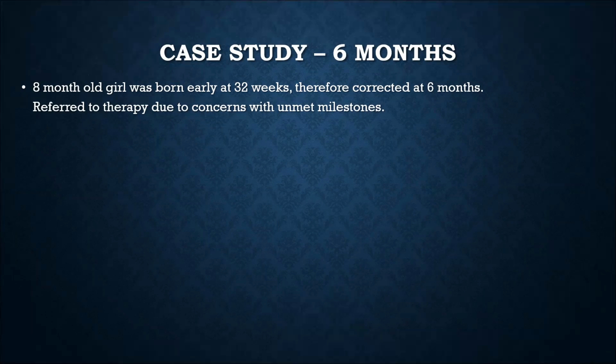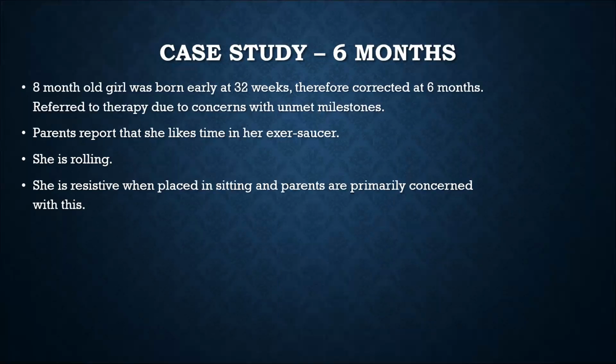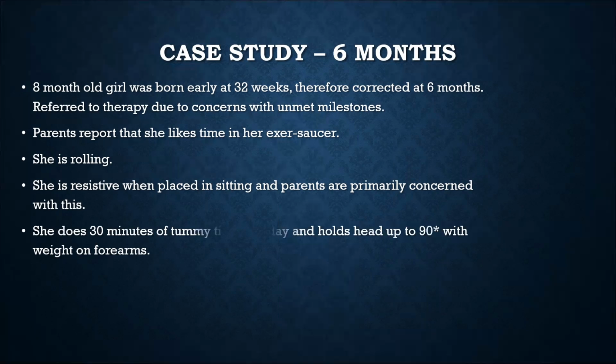She was referred to therapy because there were concerns with unmet milestones. The parents report that she likes time in her exerciser. And she is rolling. She is resistive when placed in sitting, and parents are primarily concerned with this. By resistive, they mean she tries to stand, she really fights or arches and pushes back.